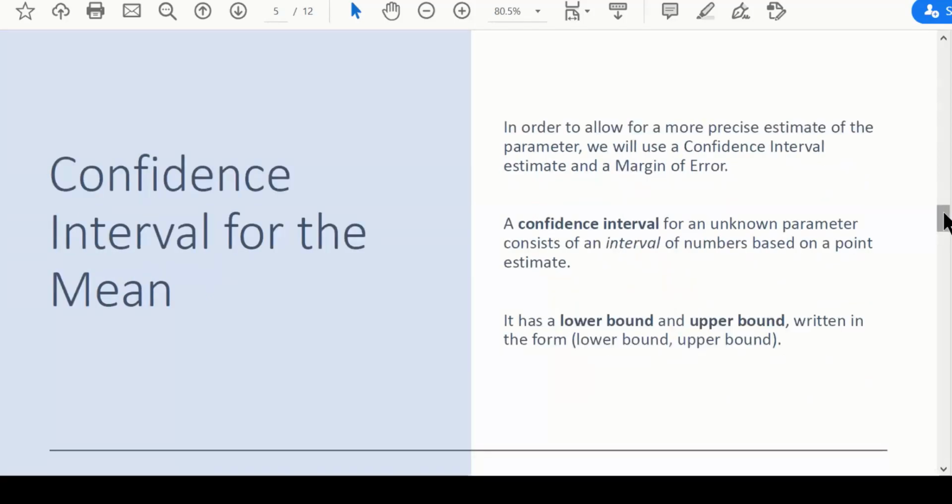I got cut out for a little bit. Yeah. Could you just reiterate the margin of error? We're getting there. Okay, we haven't really talked about what it is yet.